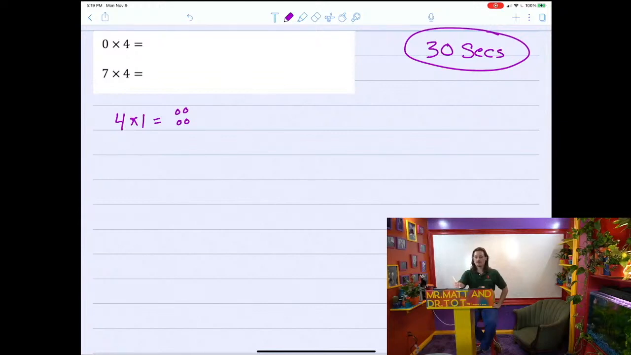Now think of that process in terms of 4 times 0. You would literally put no group down. And so 4 or 7 or 10, anything times 0 is going to be 0. So the answer to the first problem is 0. 0 times 4 is 0. 0 times any value is always going to be 0.